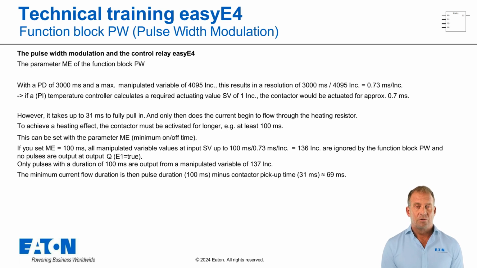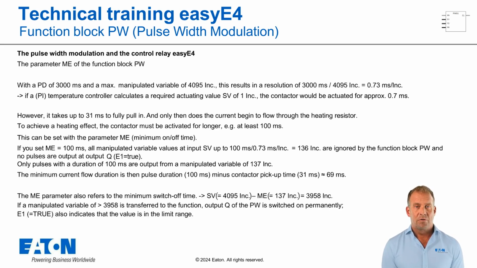If set for ME equal to 100 milliseconds, all control variable values at the input SV up to 100 milliseconds divided by 0.73 milliseconds per increment, equal to 136 increments, are ignored by the PWM function module, and no pulses are output at output Q, E1 equal true. Only from a control variable of 137 increments are pulses with a duration of 100 milliseconds output. The minimum current flow time is then pulse duration, 100 milliseconds, minus contactor pickup time, 31 milliseconds, which is around 69 milliseconds.